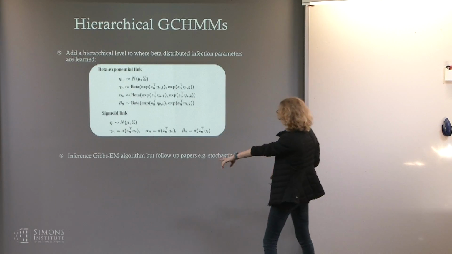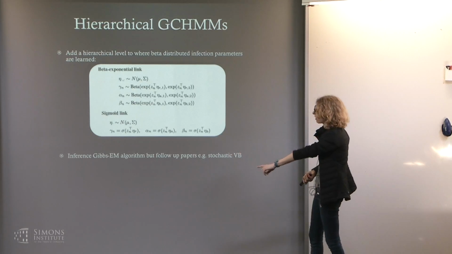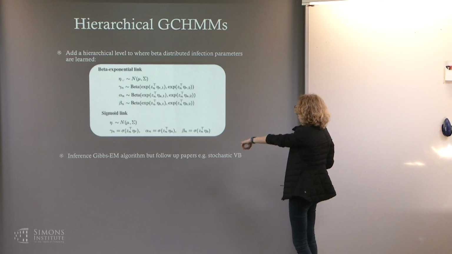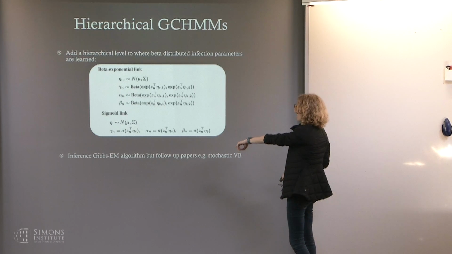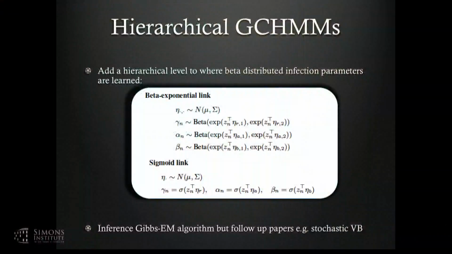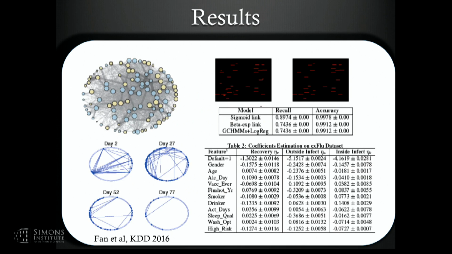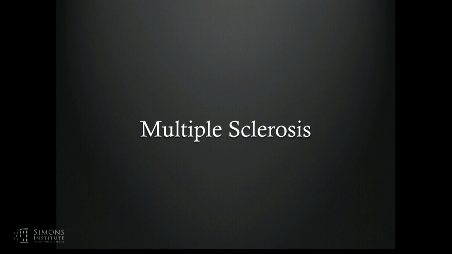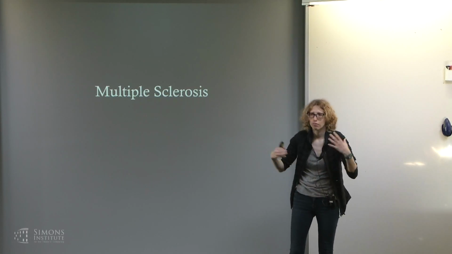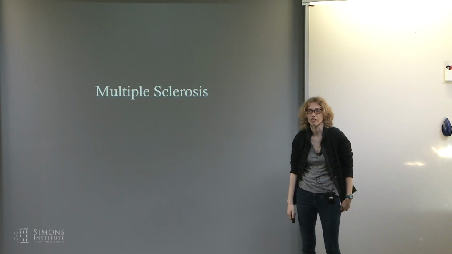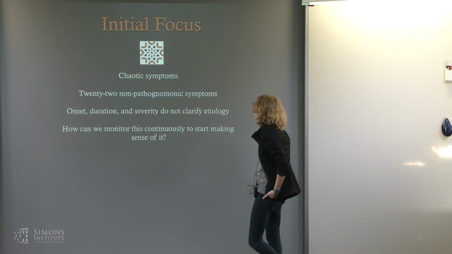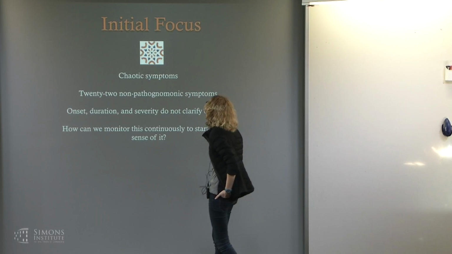In terms of inference, because this is an inference-based workshop, we did a lot of Gibbs-EM work that is not super fast, but we've got a couple of follow-up papers to this work, basically using stochastic variational Bayes. There's a lot of use of stochastic variational Bayes in order to try to do larger scale inference in a lot of these models.